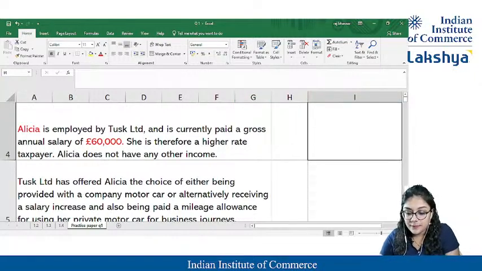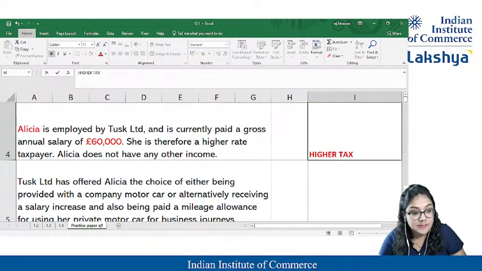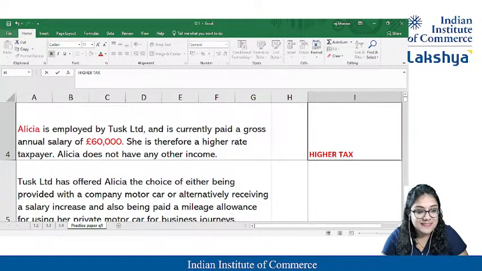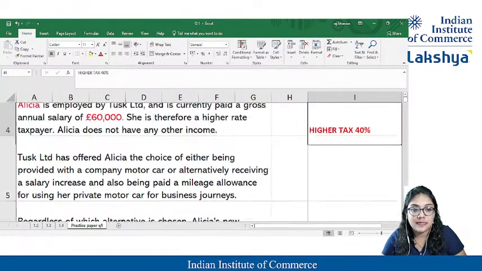Yeah, so over here, higher tax rate. If it is a higher tax rate, then obviously it will be 40%, right? Cool. Okay, it will be 40% because the salary is more than 37,700 and under 150,000. Cool. So I got the first thing clear.